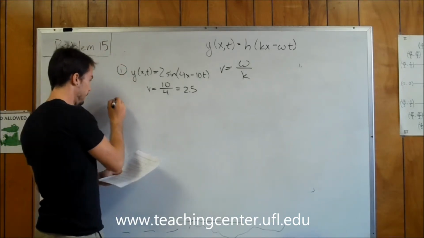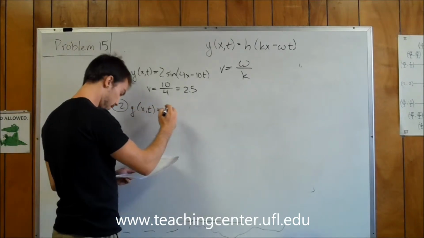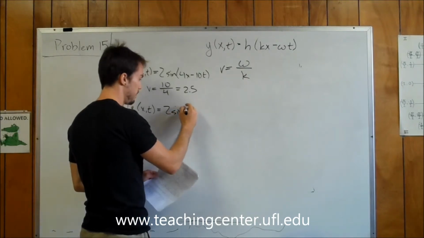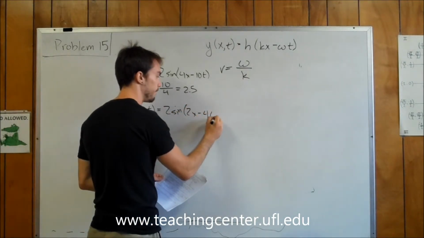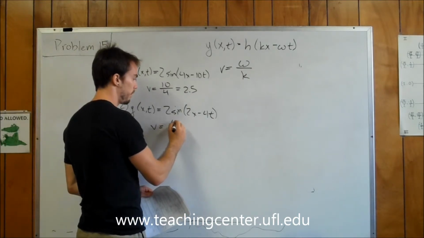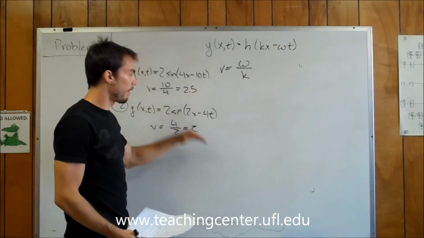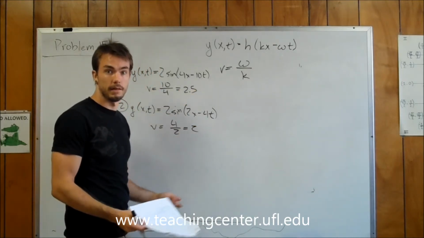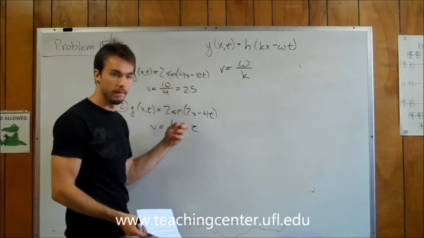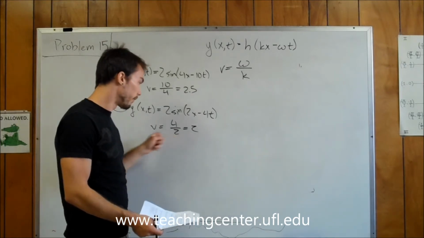So our second option, y of x and t is going to be equal to 2 sine 2x minus 4t. Alright, so our velocity for that one is just going to be equal to 4 over 2, which is just going to be 2. So there we go, we already have our discrepancy. And if you're looking at the actual solution to the practice test, then you know the first one is going to be the wrong answer. So ideally, if we're doing this right, the rest of them should end up with a velocity of 2.